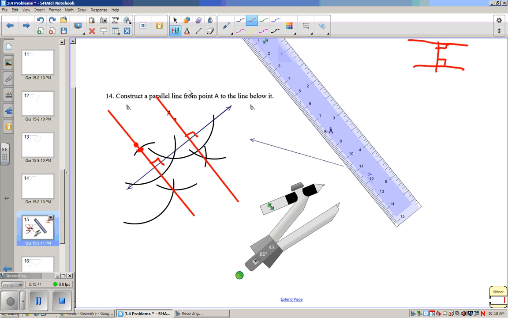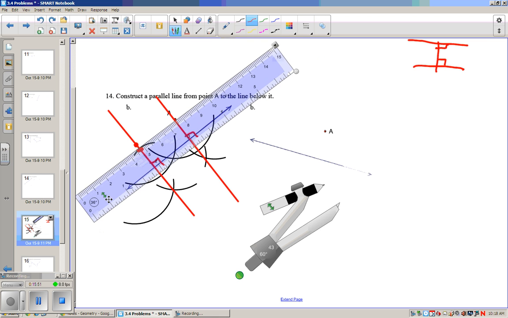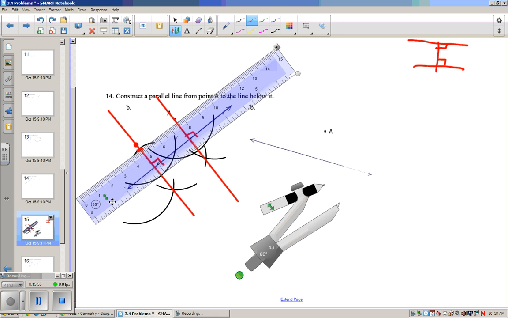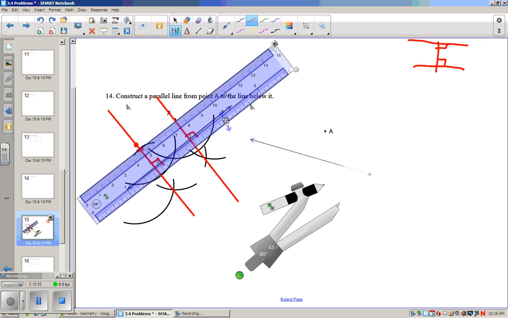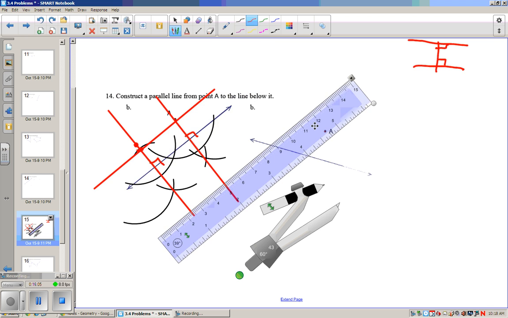Plot that, take your straight edge, and connect those two. Right. So I've just constructed a parallel line through point A.